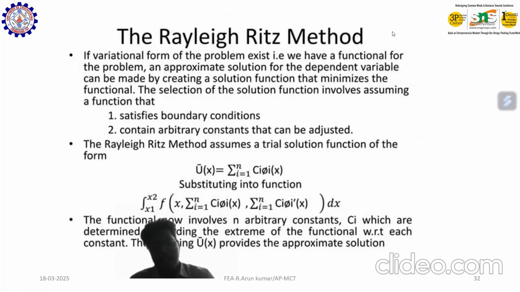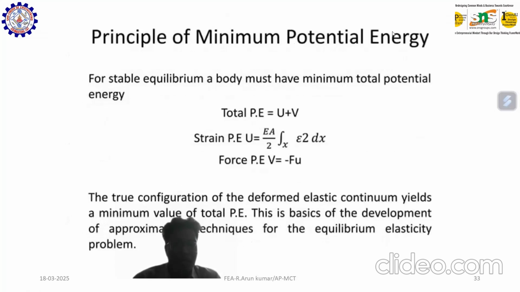The dash means the function is differentiated one time, and the given function is replaced as the second term. That whole term we have to integrate over a specific interval, from x1 to x2. The function now involves n arbitrary constants ci, which are determined by finding the extremum of the functional with respect to each constant. The resultant u of x provides the approximate solution.